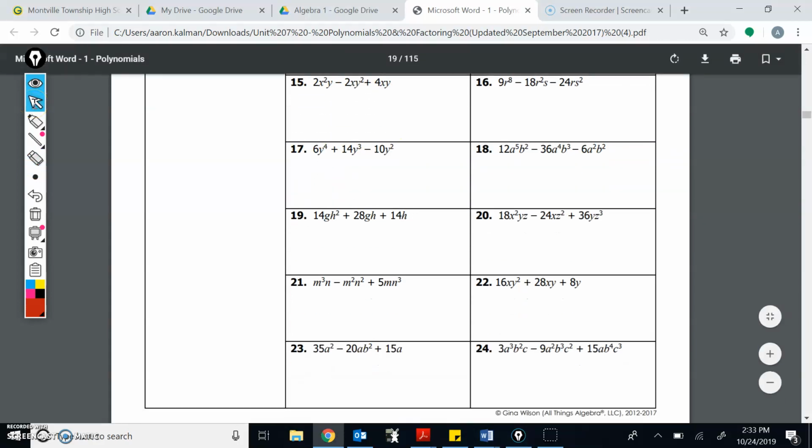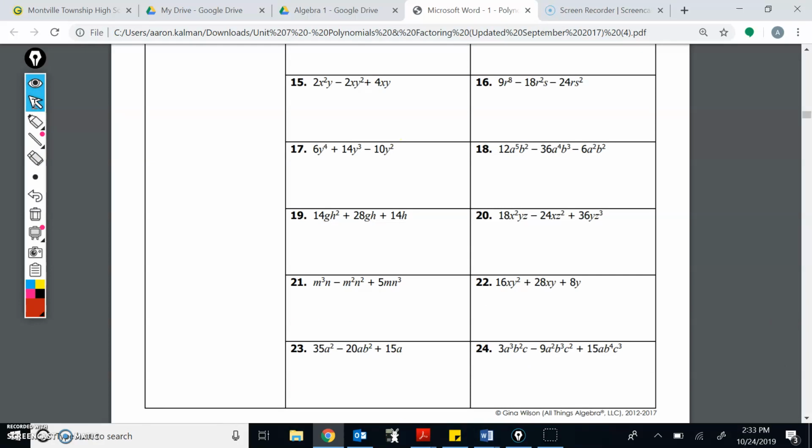Let's pick a good one. Let's pick number 22. Number 22 says we have 3 terms again. The GCF of 16, 20, and 8, the biggest number that goes into all of them, I believe is 4. Now to check, do they all have x's? Do they all have x variables? No, they do not all have x's, so I can't take out an x. Next, do they all have y's? This one does, this one does, and this one does. So we will take out one y, since that's the smallest exponent.